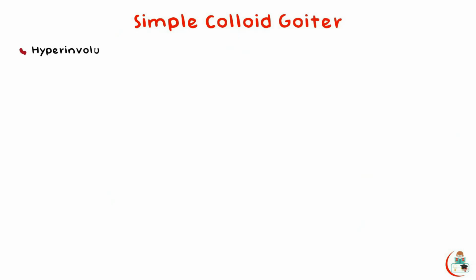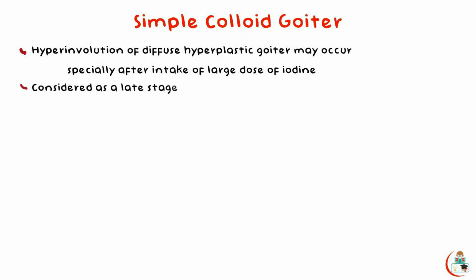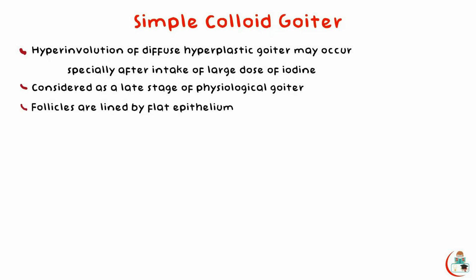Sometimes hyperinvolution of the diffuse hyperplastic goiter may occur, especially after intake of a large dose of iodine. It is considered as a late stage of physiological goiter. The follicles are large, lined by flat epithelium, and filled with colloid.